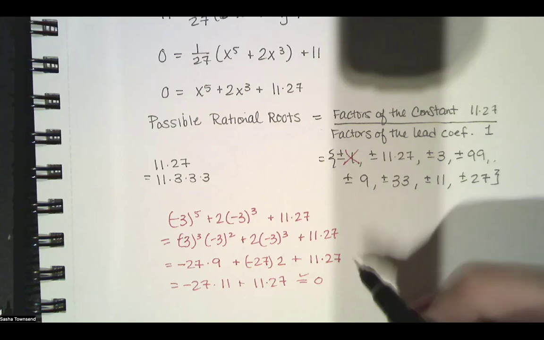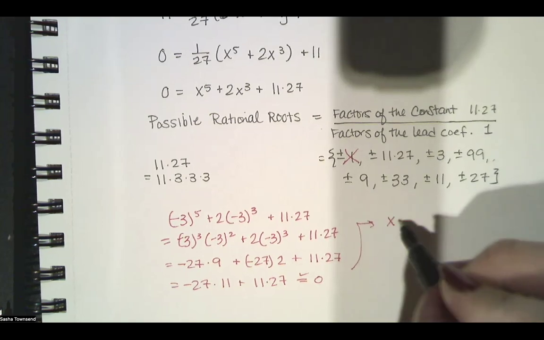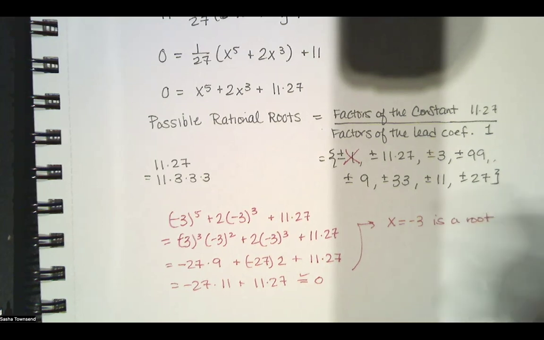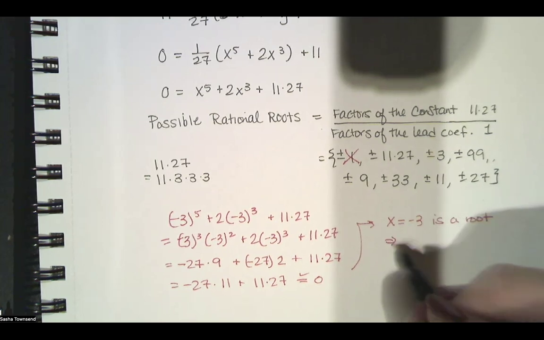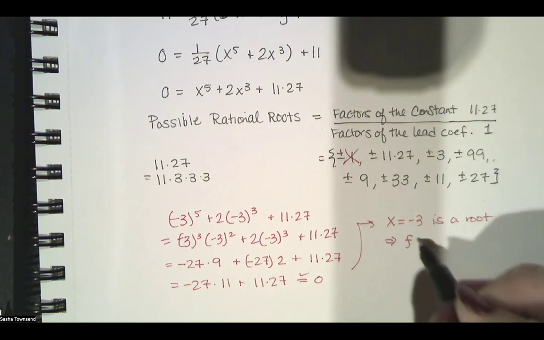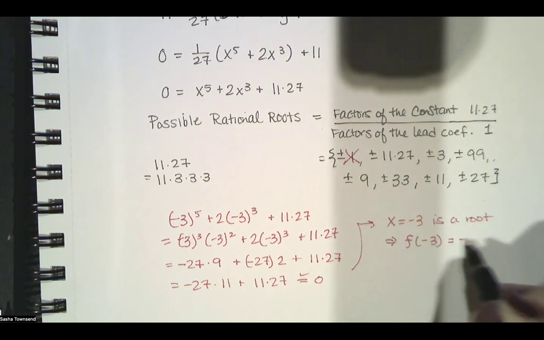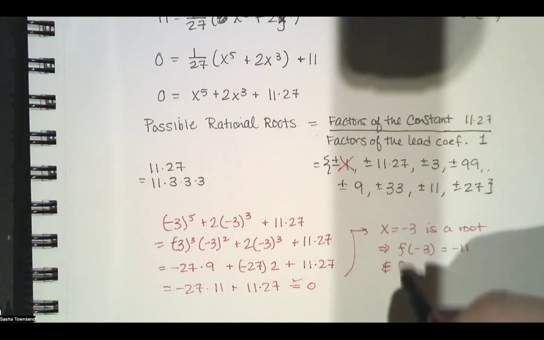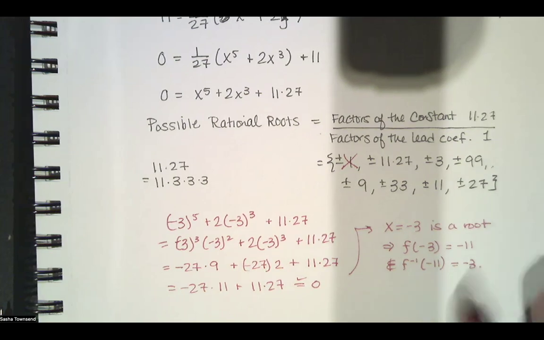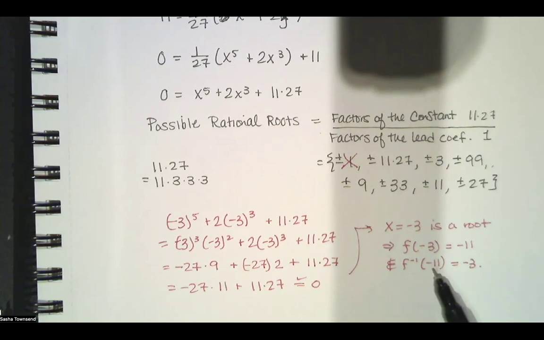So what does that mean? That means that x equals negative 3 is a root of the polynomial equation. And what does that mean for our functions f and f inverse? Well, it means that f of negative 3 is equal to negative 11, and f inverse of negative 11 is equal to negative 3. So when x is negative 11 in f inverse, the y value is negative 3. When x is negative 3 in f, the y value is negative 11.